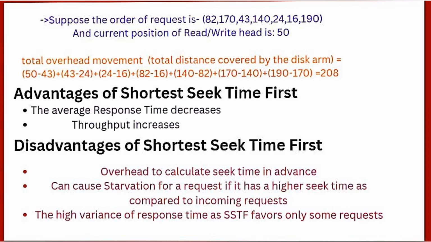And the disadvantages of shortest seek time first are the overhead to calculate seek time in advance. It can also cause starvation for a request if it has higher seek time as compared to incoming requests. There is also a high variance of response time, as SSTF favors only some requests.